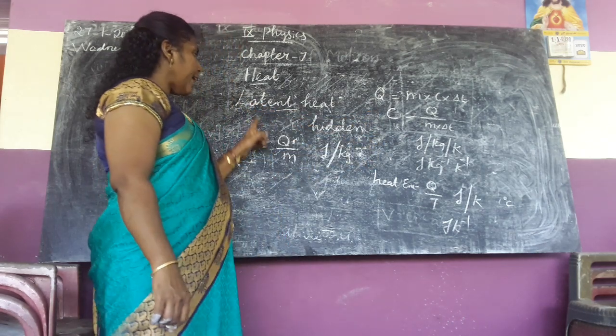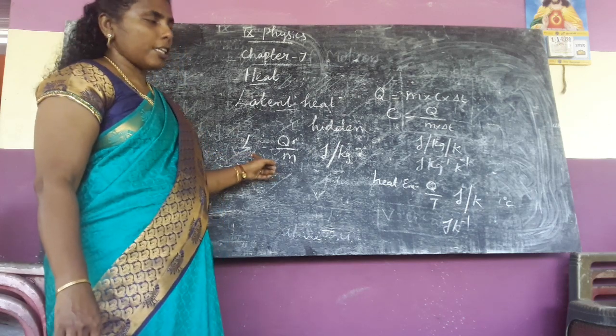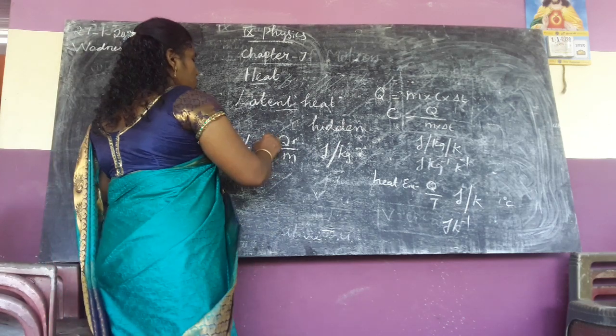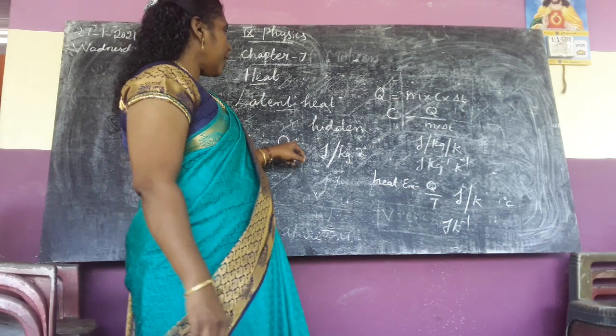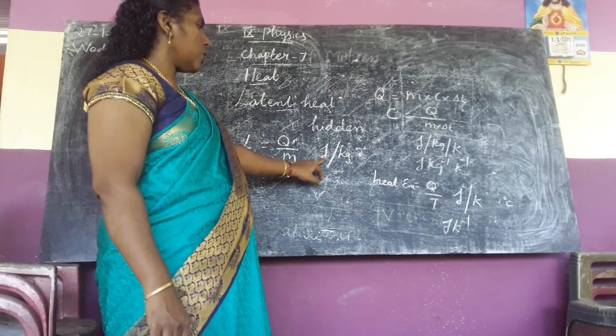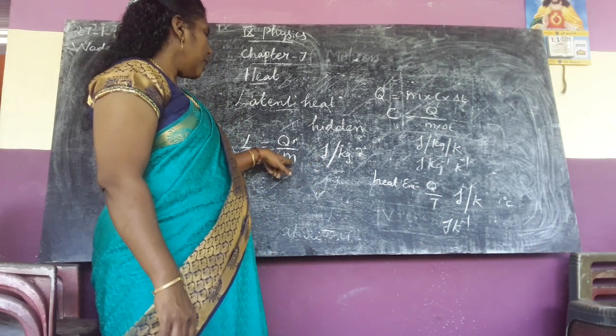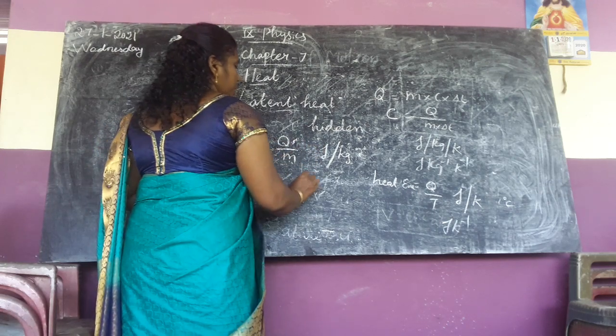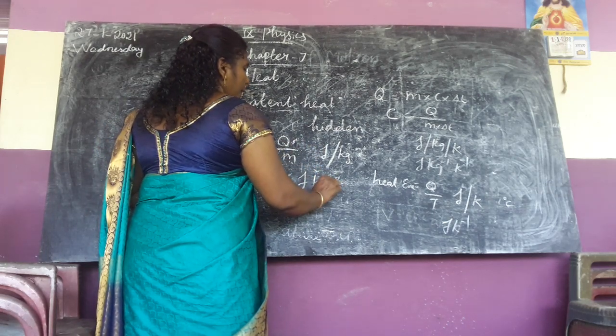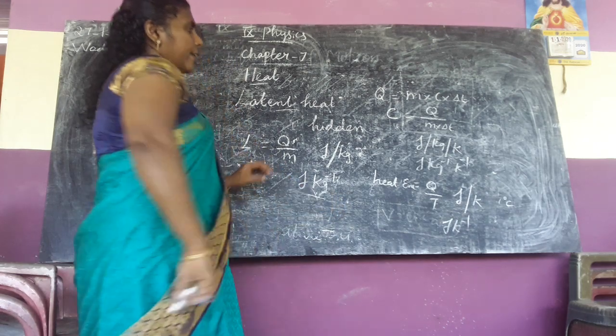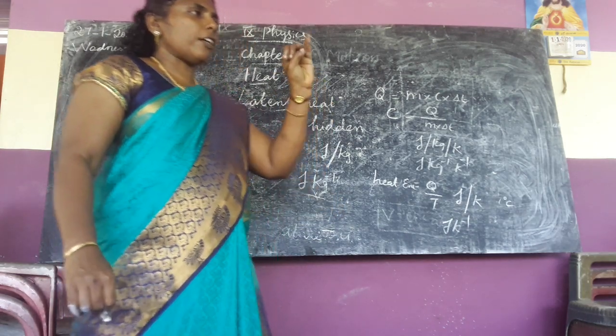Now here also, latent, specific latent heat, to denote the letter L. L equal to Q divided by M. So the Q means heat, unit joule, per kilogram, mass unit kilogram. This we can write as joule kilogram power minus 1. So like this we have learned the definitions. 3 definitions we have learned.